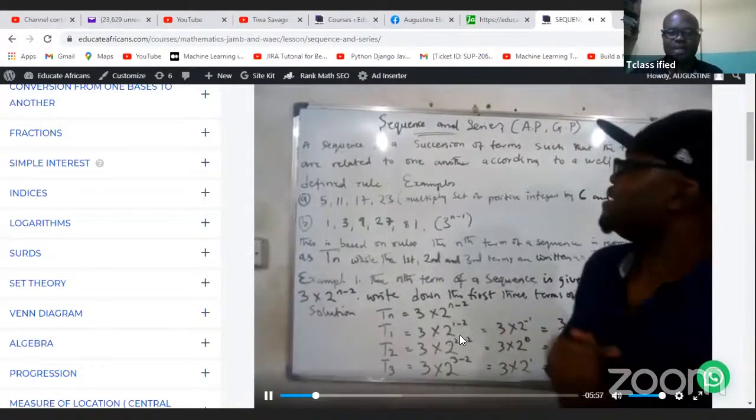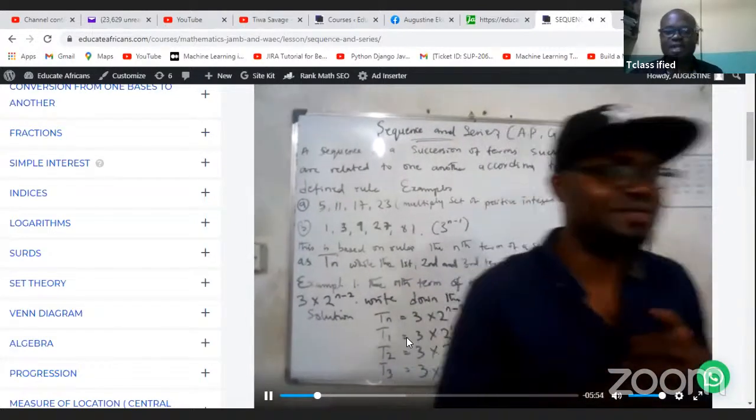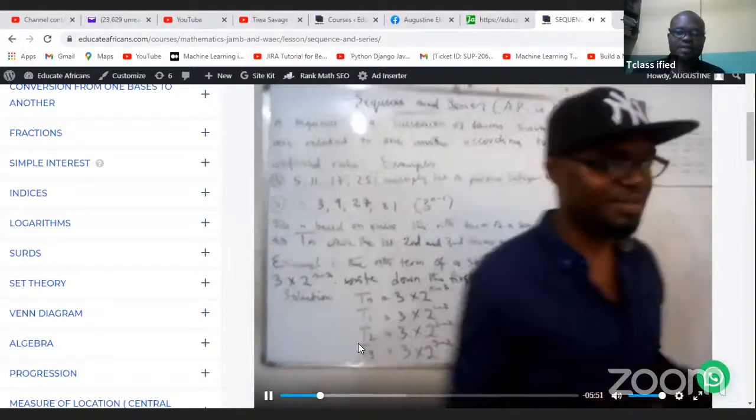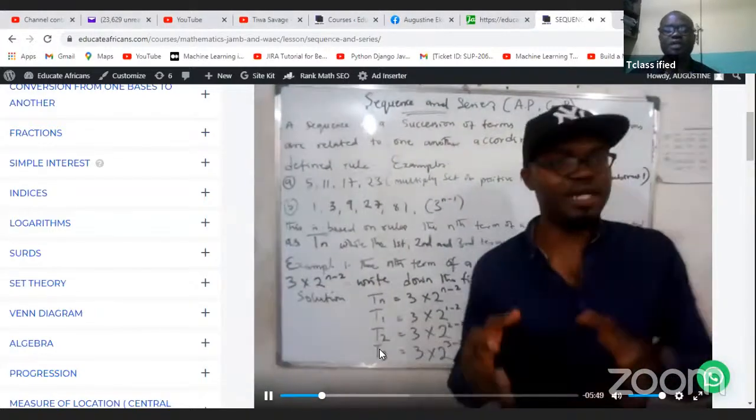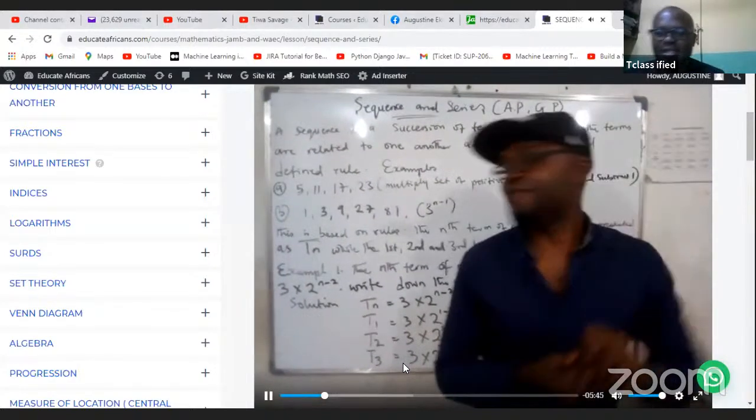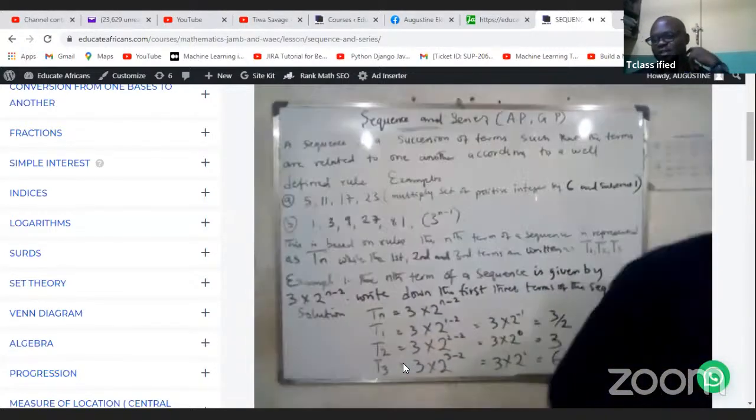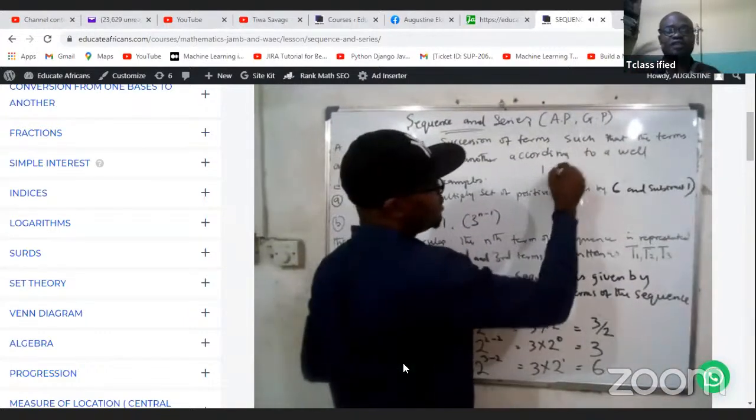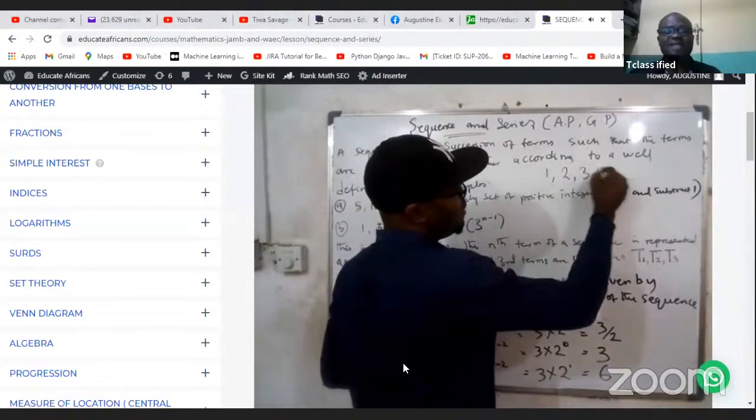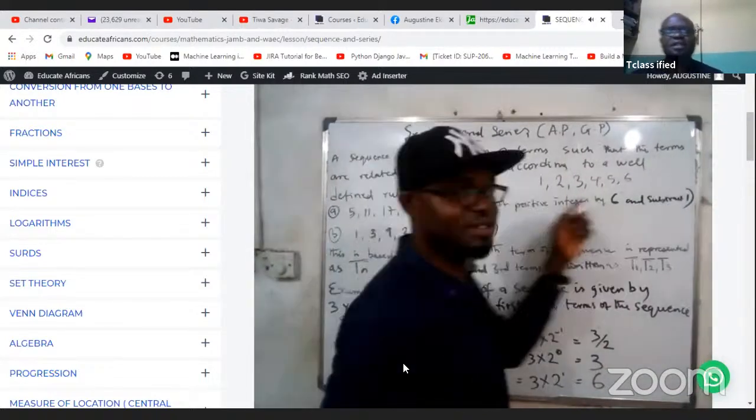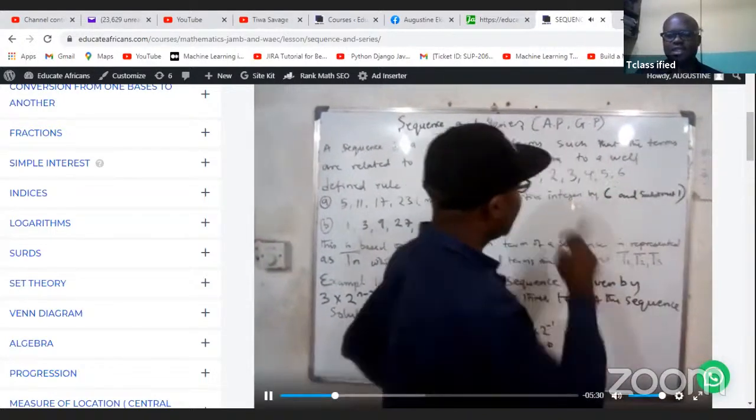So you can see the way all of them are arranged. For term 1, you substitute n with 1. For term 2, you substitute n with 2, and for term 3, you substitute n with 3. So that is that. Very importantly, you need to understand what a sequence is, and we say that a sequence is a succession of terms so that the terms are related according to a well-defined rule. So that is what I try to explain in this video.